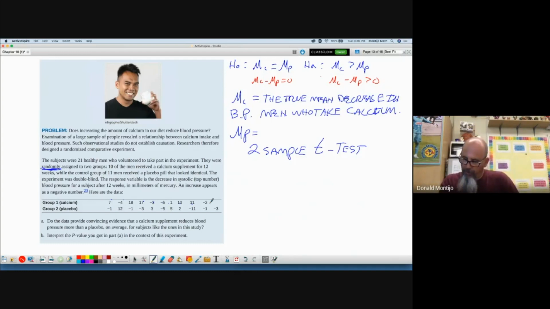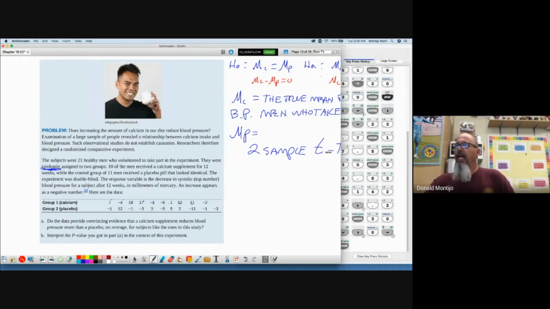Normality. They don't tell me it's normal, and n's not large enough to use the central limit theorem. What do we have to do? This is where we have to put the data in a list and make a graph. We're going to look at the graph and see, is there strong skewness or outliers? And if there's no strong skewness and no outliers, we're okay. And we can say that the data is approximately normal.